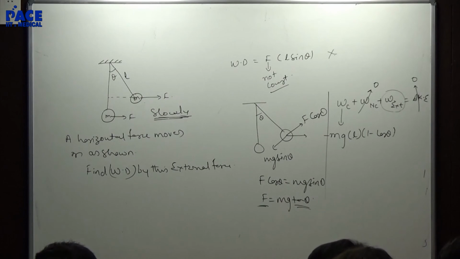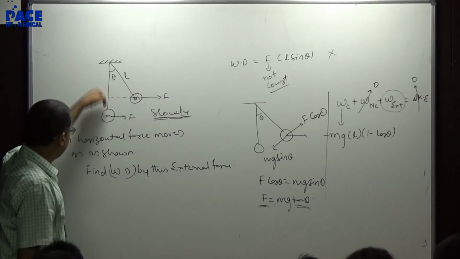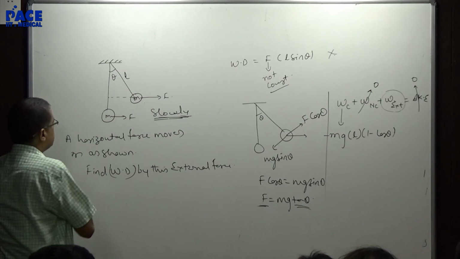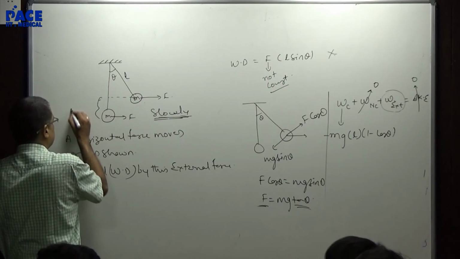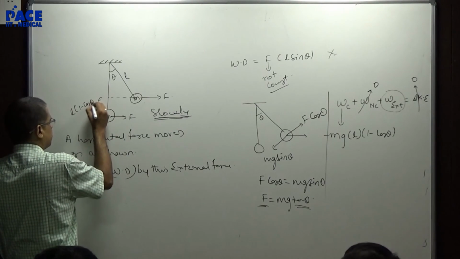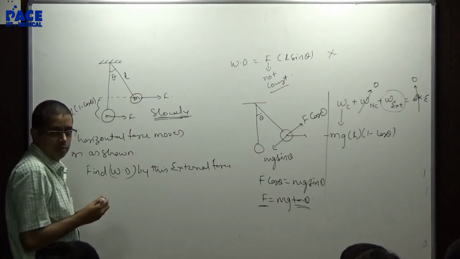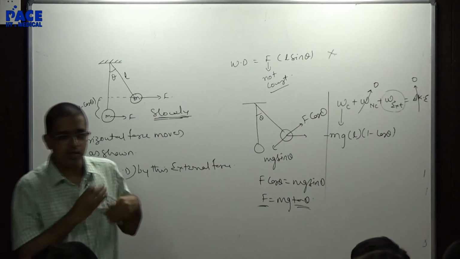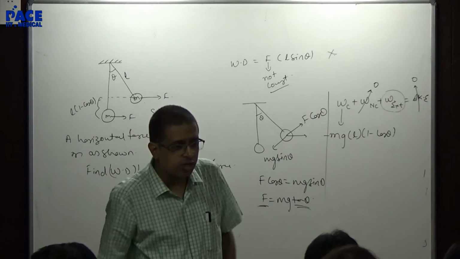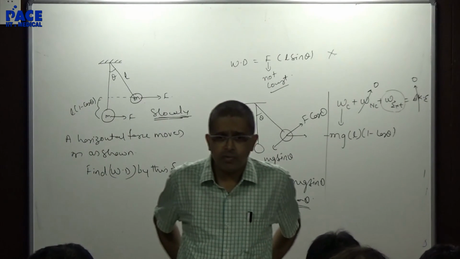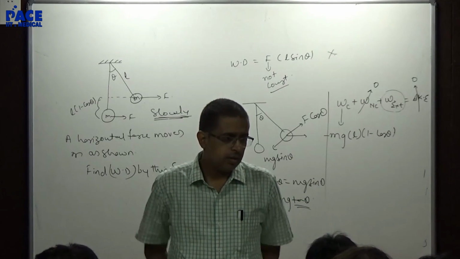So why did you take a negative? I didn't take. It came. mg and displacement are in opposite directions. mg is downwards. This distance is L into 1 minus cos theta. Am I right? Yes. This is upwards displacement. mg is downwards. Force and displacement, if they are in the opposite direction, I will have to take cos 180 because of the dot product. Right?